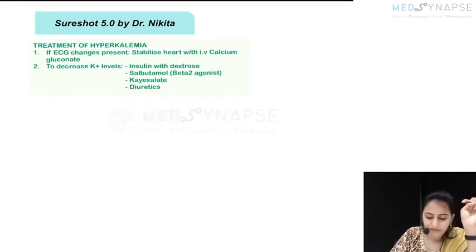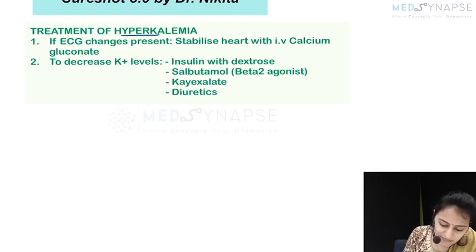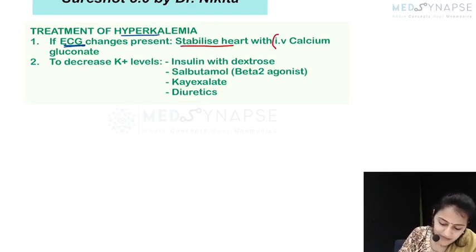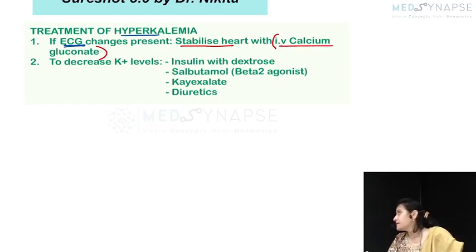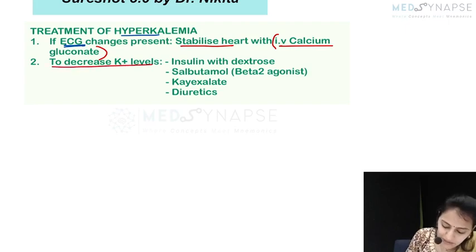What is the treatment of hyperkalemia? Hyperkalemia, if the ECG changes are present, first thing is stabilize the heart, and for that you will give IV calcium gluconate. Remember, IV calcium gluconate does not decrease the potassium levels. It is just stabilizing the heart. To decrease the potassium levels, we will give insulin, because insulin will cause hypoglycemia. So you will give dextrose.